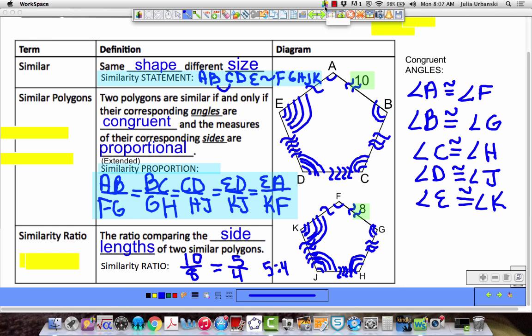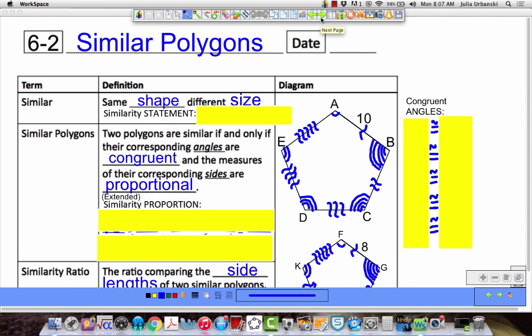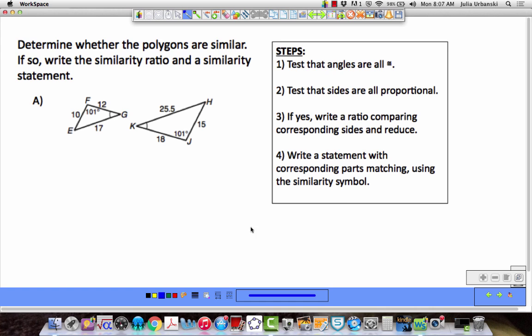To keep the same shape, all angles have to be congruent. To keep the same size of the shape, the sides must be proportional. So you have that in a little box right there. Test that all angles have to be congruent. That keeps the same shape. And you have all your old ways to test that. If you test that all sides are proportional, what's that going to do? Angles makes it have the same shape.